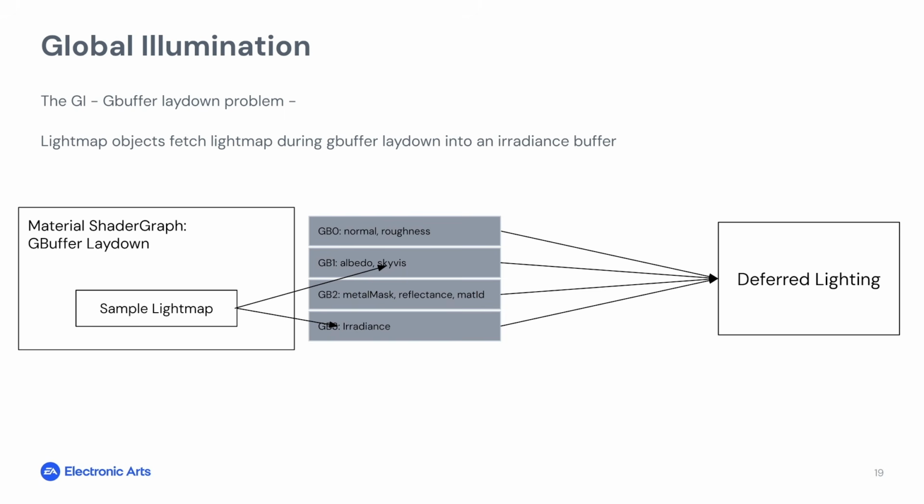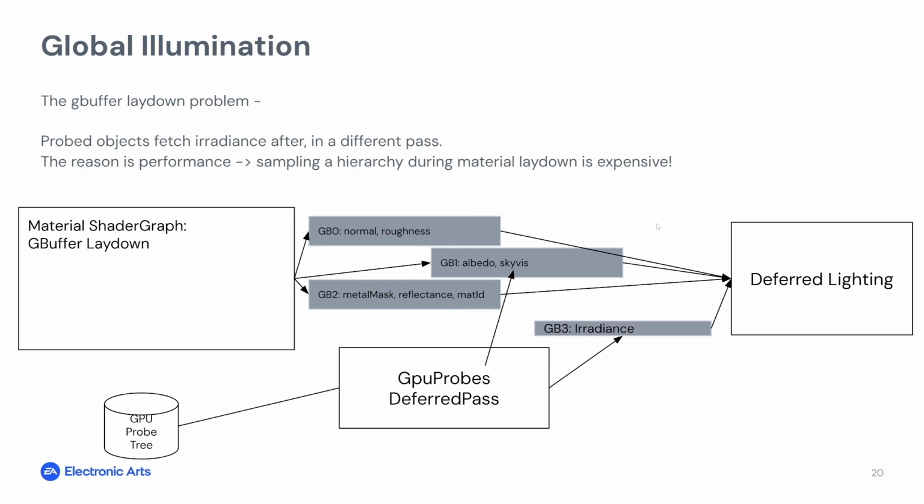Now, I want to talk a little bit about the sky visibility problem because this is a self-inflicted wound. Originally, when you sample irradiance either from light maps or the original CPU probe system, you do it at gbuffer laydown. At least Frostbite does it at gbuffer laydown, and then this goes into a gbuffer that holds irradiance and skyvis, and then it gets resolved in deferred lighting.